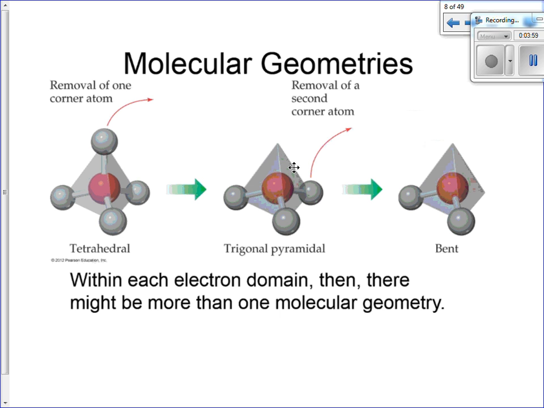Now, within each domain, there can be different types of shapes, or molecular geometry. This would be under the tetrahedral domain, which has 4 things around the central atom. You could have tetrahedral, which would be 4 bonded atoms. You could have a trigonal pyramidal, which has 3 atoms bonded and 1 lone pair. Still 4 things around it. And then you could have a bent shape where you have 2 bonded atoms and 2 lone pairs. Okay? And this would all fit under that tetrahedral domain. So keep that in mind there.